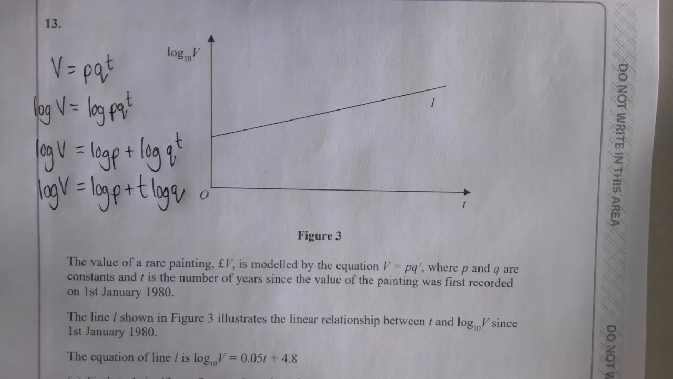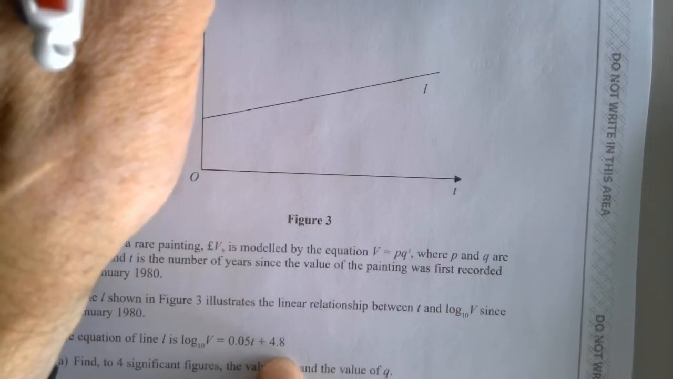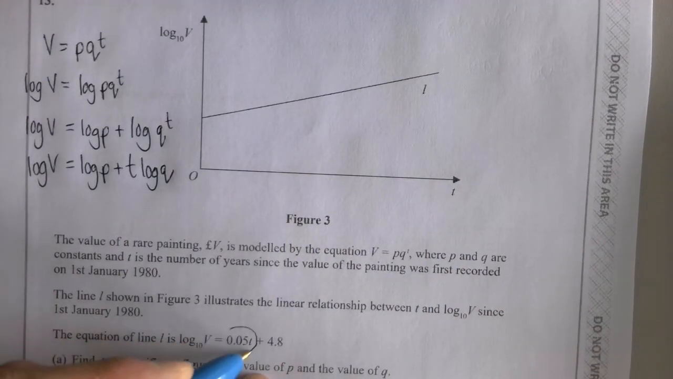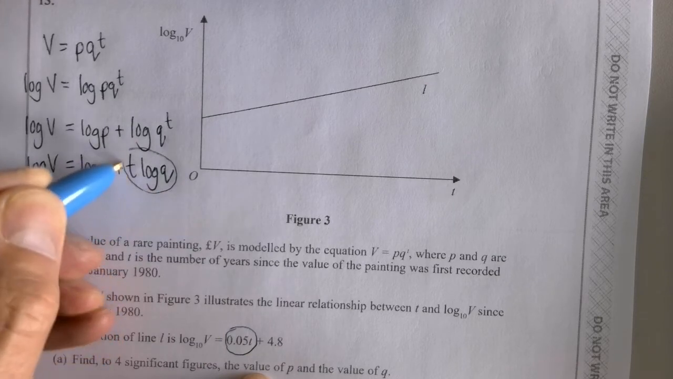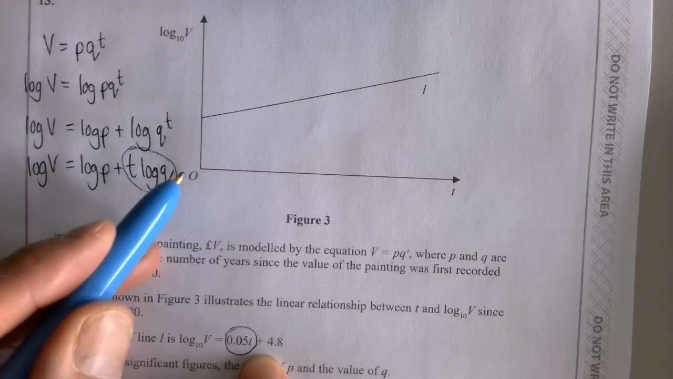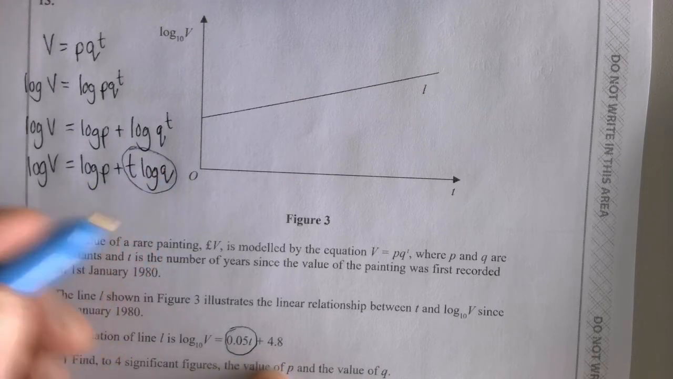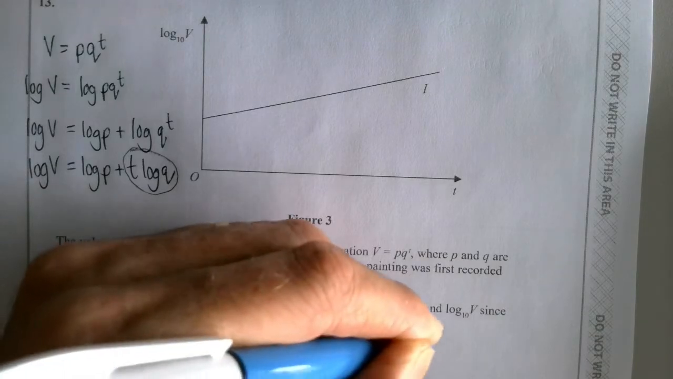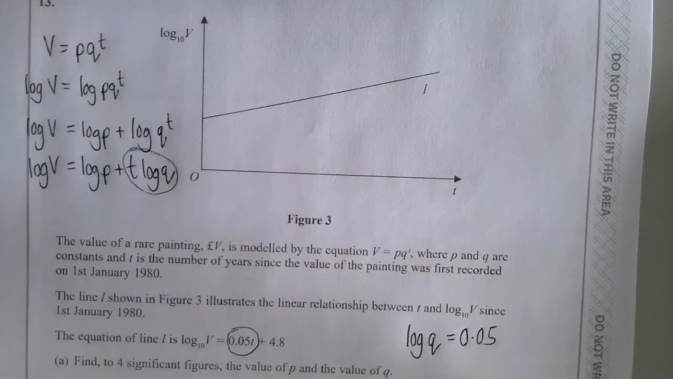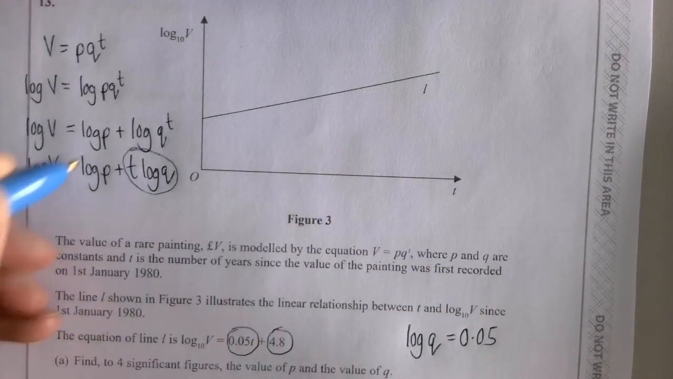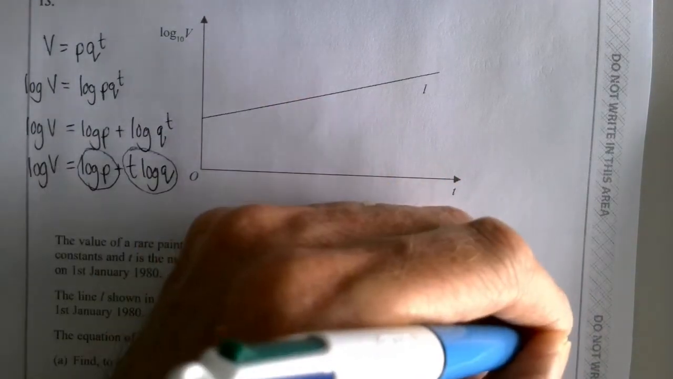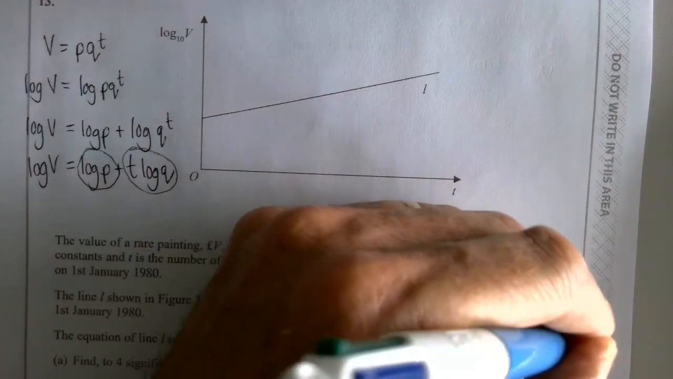Now, if you look at what we've got here, we're given the equation of the line, we're given it here. So this here is this term. I know they've put the t after the number, and I've got the t before, but that's just because it looks a bit odd after for me. So I know that the log of q is 0.05. And this term here is this term. So I know that the log of p is 4.8.